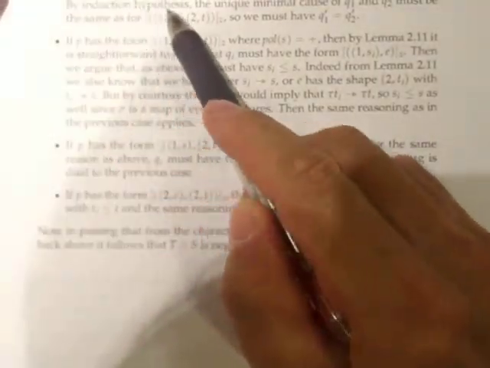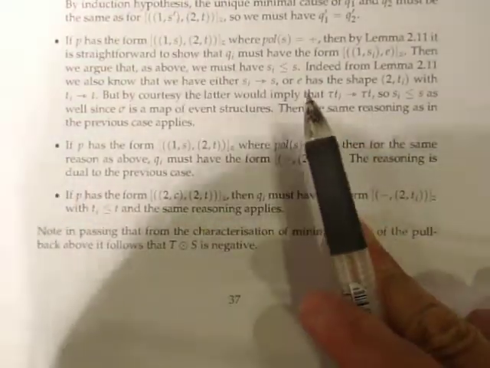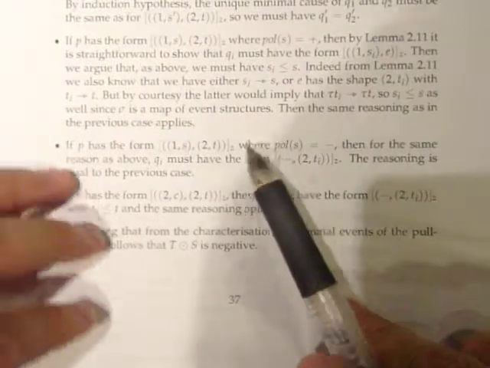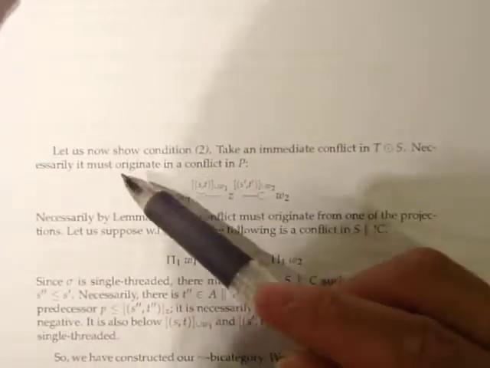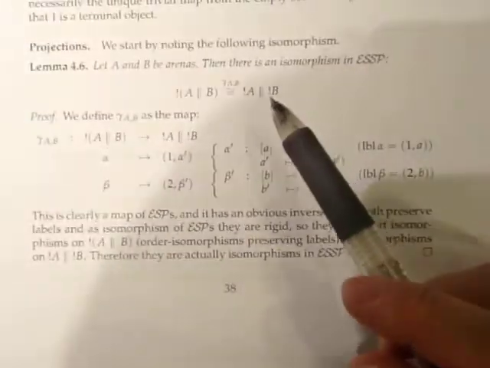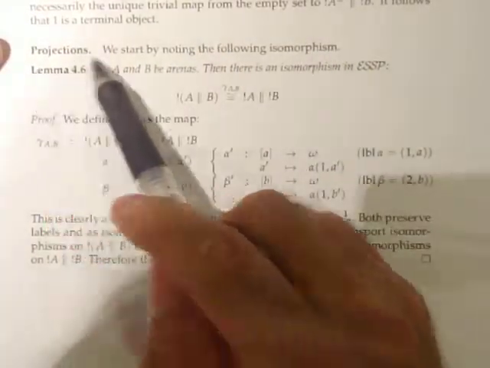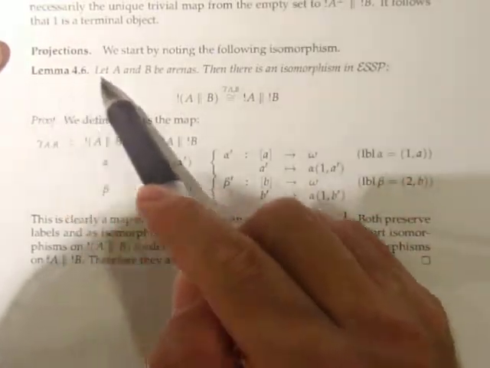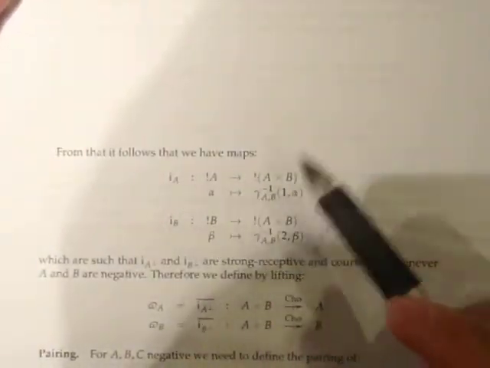By introducing hypothesis, a unique minimal causal must be sensed for the material Hubble. Let us now show condition, take immediate conflict negative mass, original conflict by projection. We start noted from isomorphism lemma. Let's hold that for, let's map.